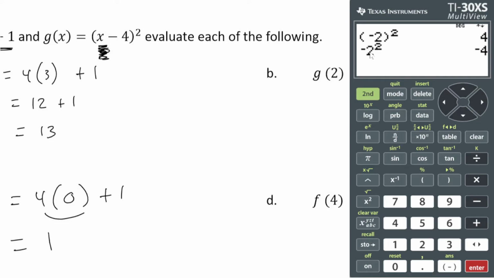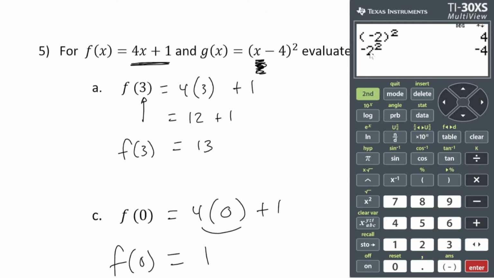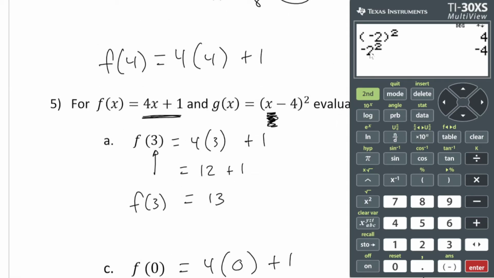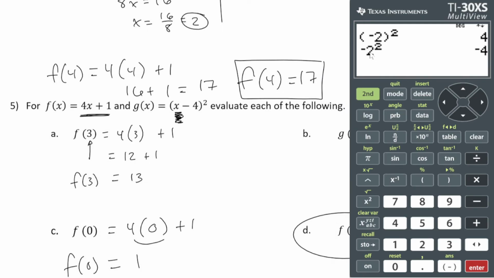The last one asks me what's f of 4. So I'm back over to this other function f. I'll do this one up above here. It says, hey, if you give this function f the number 4, what's it give you? Well, that's 4 times the input plus 1. 4 times the input is the number 16, and 16 plus 1 is the number 17. So f of 4 is 17. You give it 4, you get back 17.